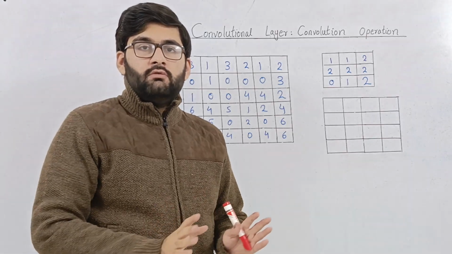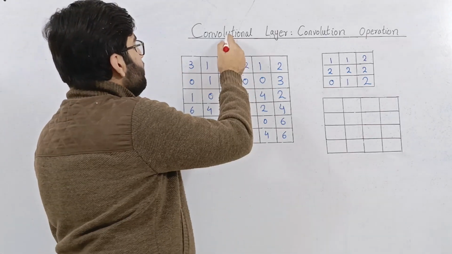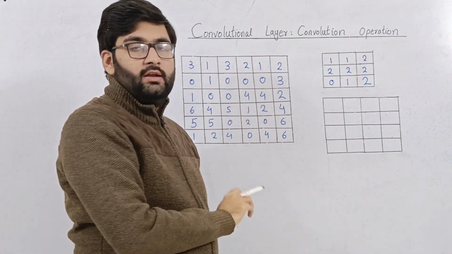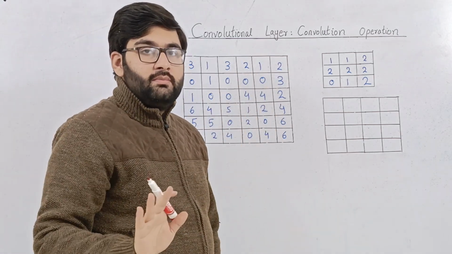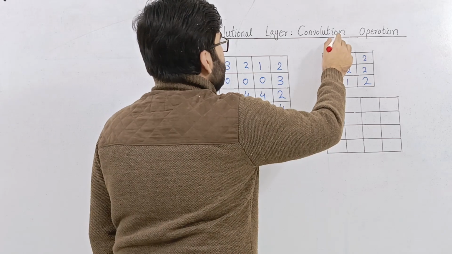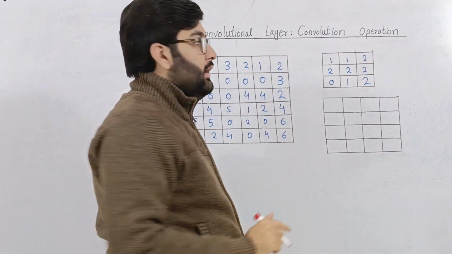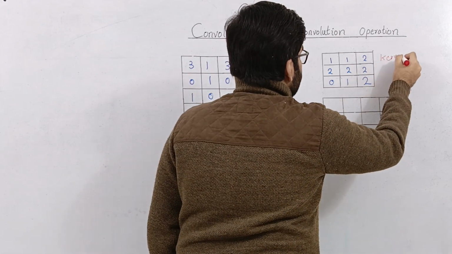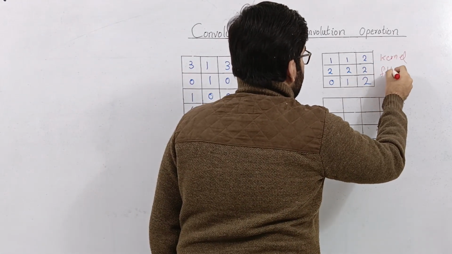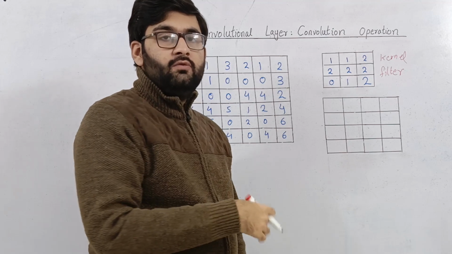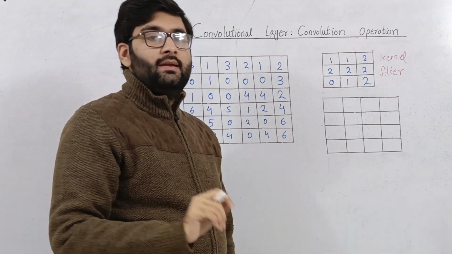In this lecture, we will cover the convolutional layer in a convolutional neural network. This layer is based on the convolution operation. In this operation, we use a kernel or a filter to extract some meaningful information from an image.